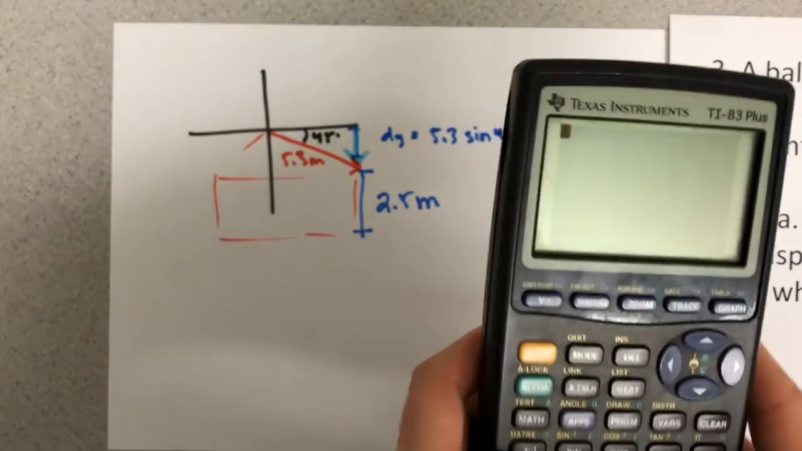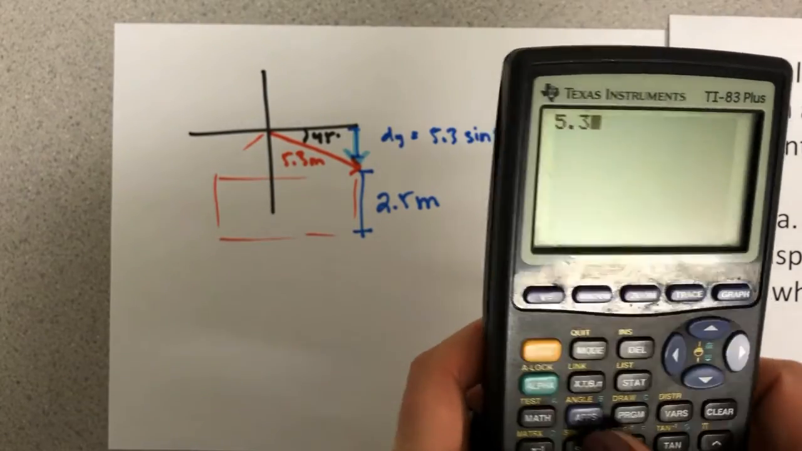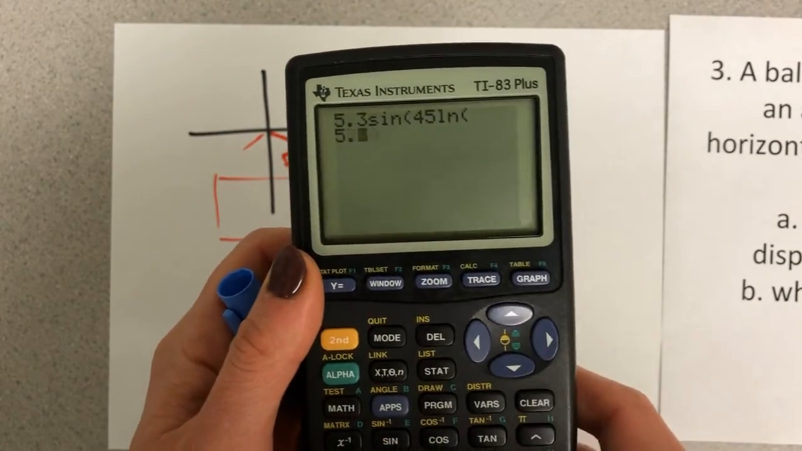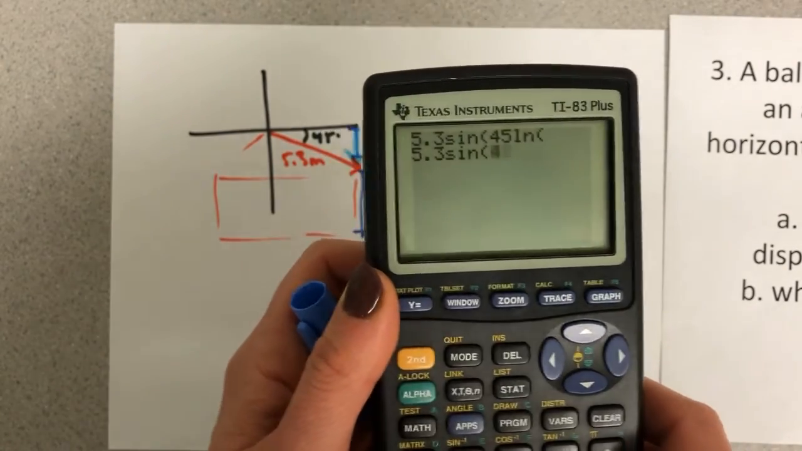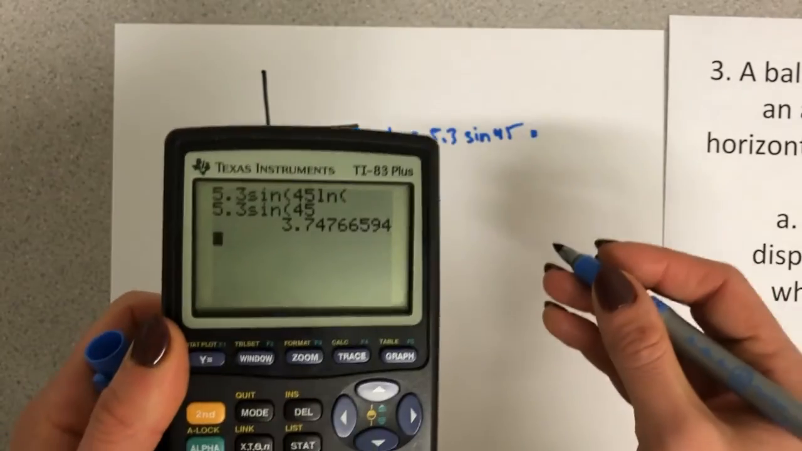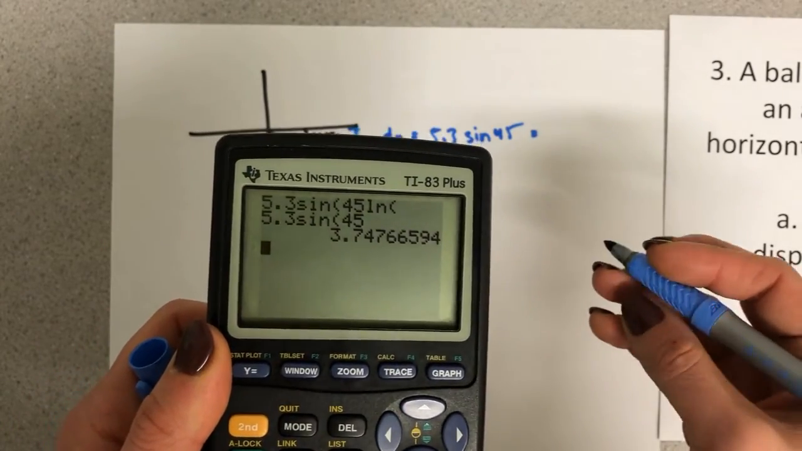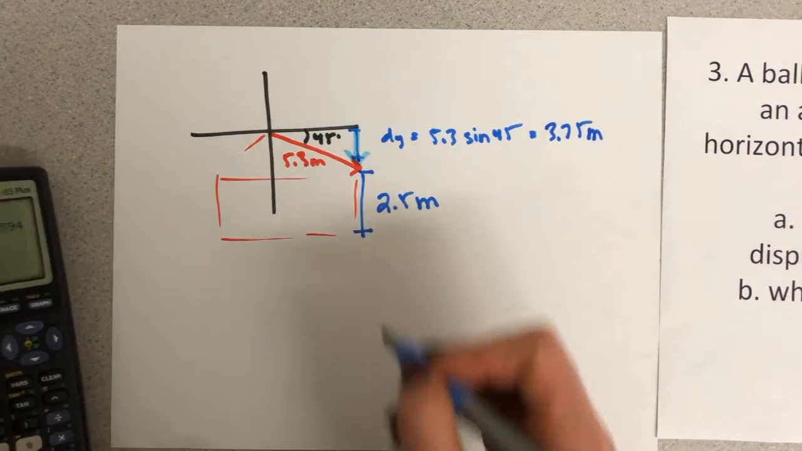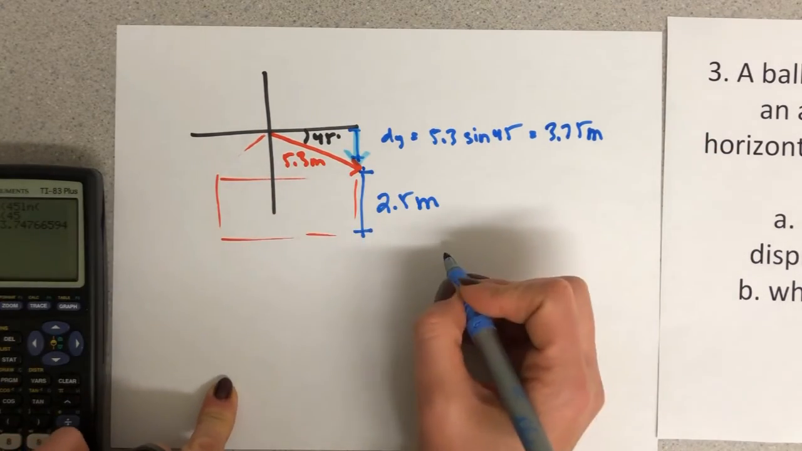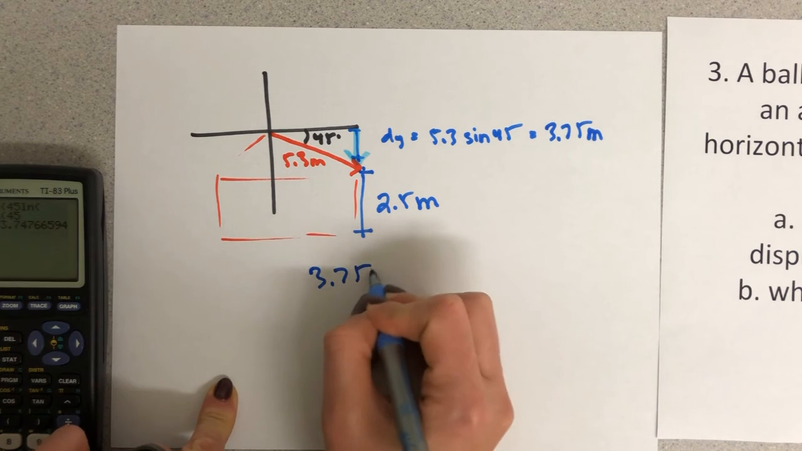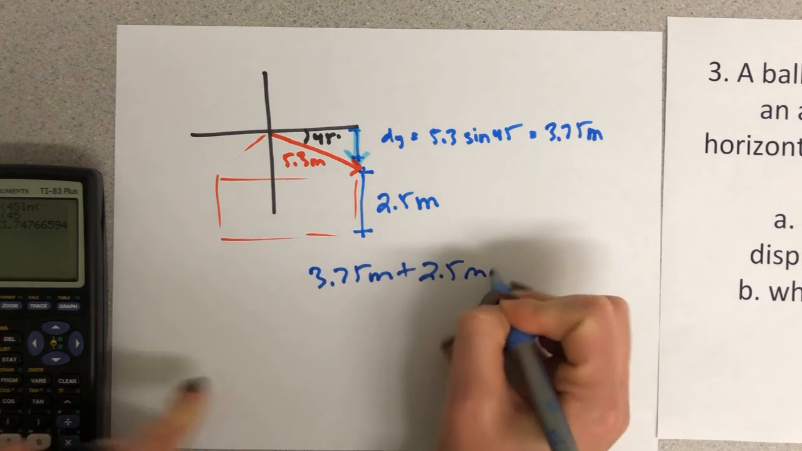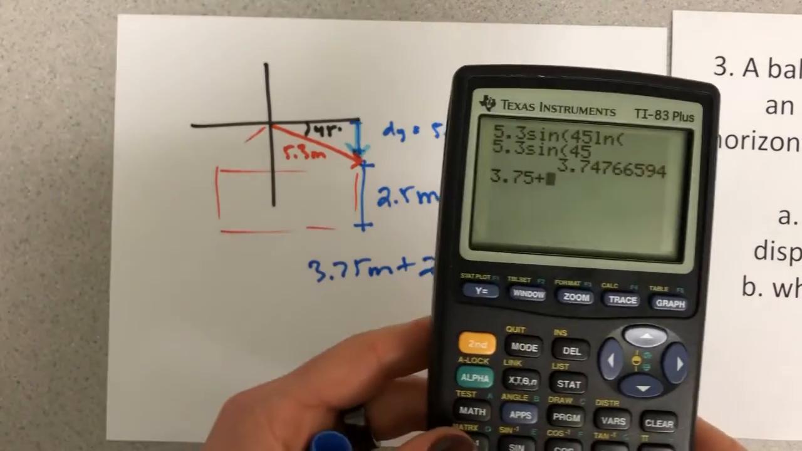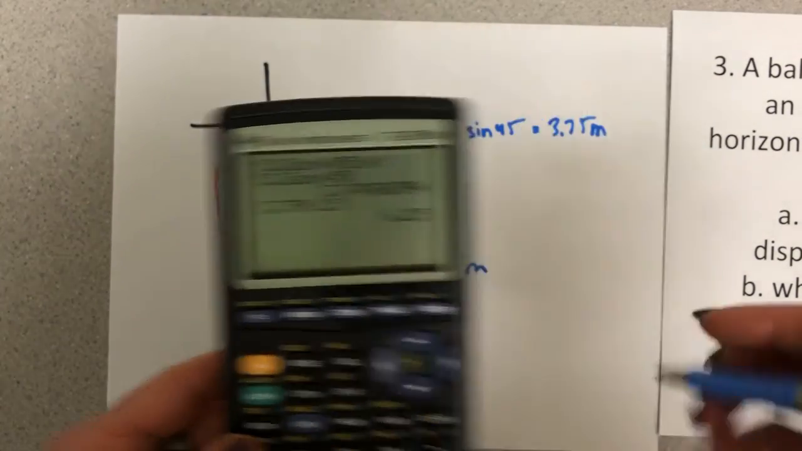So the hardest part here is just the diagram, really. Times the sine of 45. So 5.3 times the sine of 45, and I get 3.75, we'll say, meters. So that's from here to here, 3.75, and then from here to here is 2.5. So we can just do 3.75 meters plus 2.5 meters. 3.75 plus 2.5 gets me 6.25 meters.